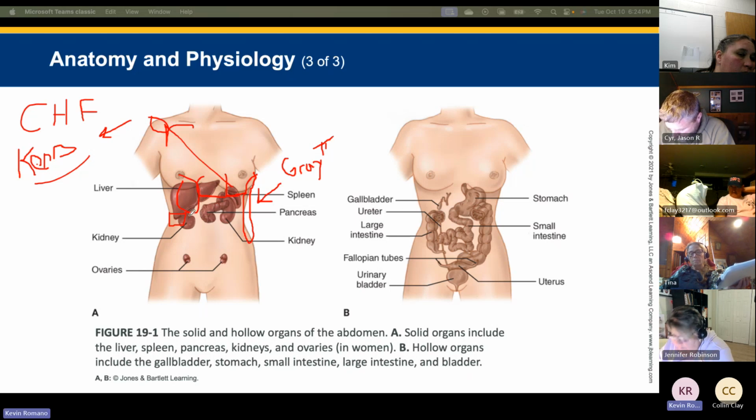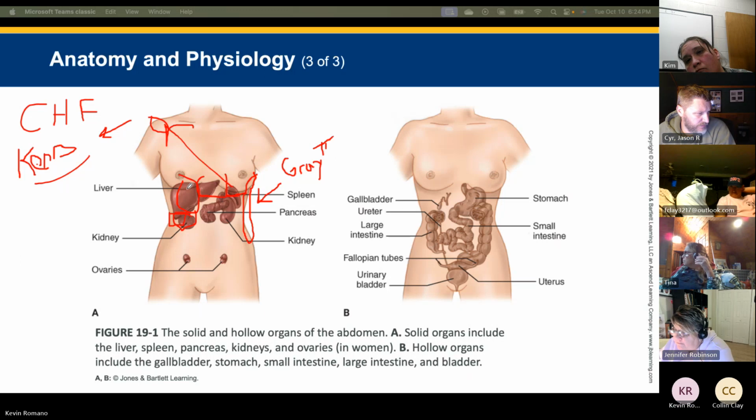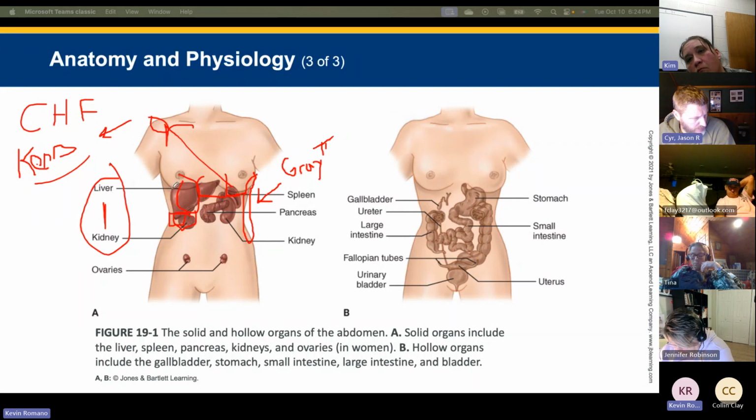What about your kidneys? What's so important about the kidneys? Removes waste. Exactly. So the liver and the kidneys work hand in hand, right? They help with filtration and detoxification. That's why it's so important. It detoxes, and this helps two things. One, it's going to get into our GI tract and be pooped out, or it's going to be filtered out through the kidneys, right?